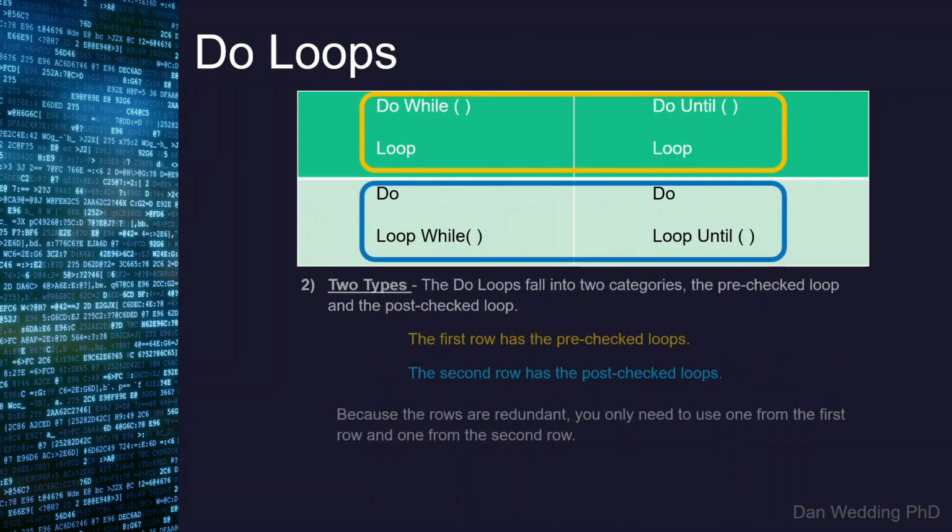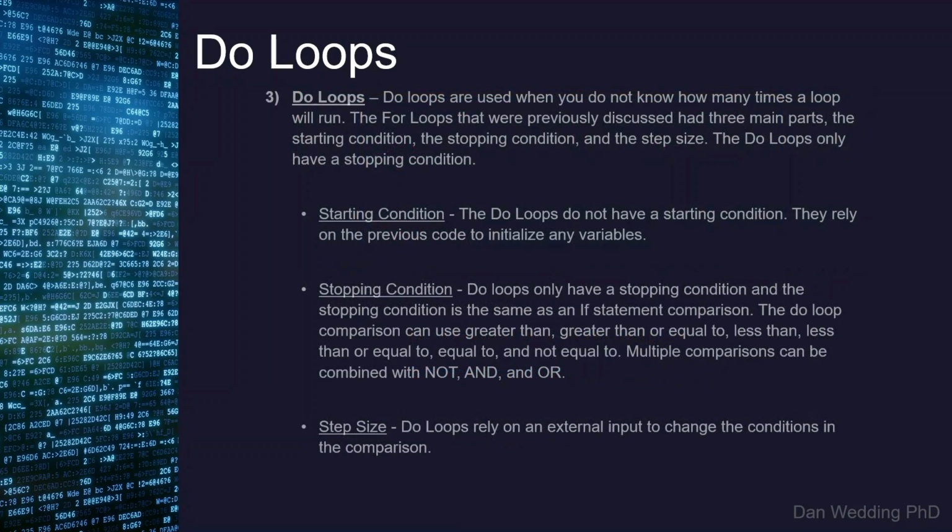The do loops fall into two categories, the pre-checked loop and the post-checked loop. The first row has the pre-checked loops. The second row has the post-checked loops. Because the rows are redundant, you only need to use one from the first row and one from the second row. Do loops are used when you do not know how many times a loop will run.